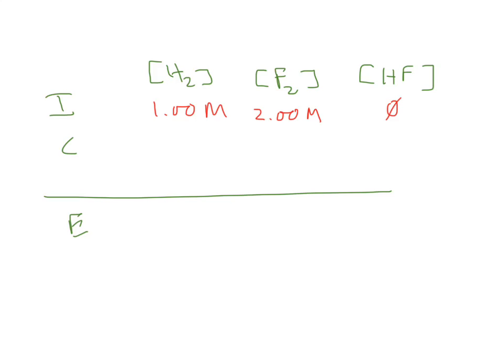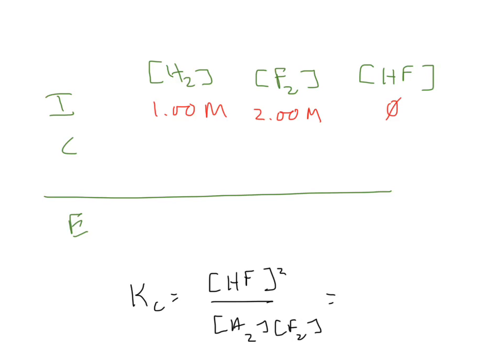And just to remind us, we have our equilibrium constant expression, which is HF raised to the 2nd power divided by the molar concentration of H2 raised to the 1st power times the molar concentration of F2 raised to the 1st power. All right. Equals 115.